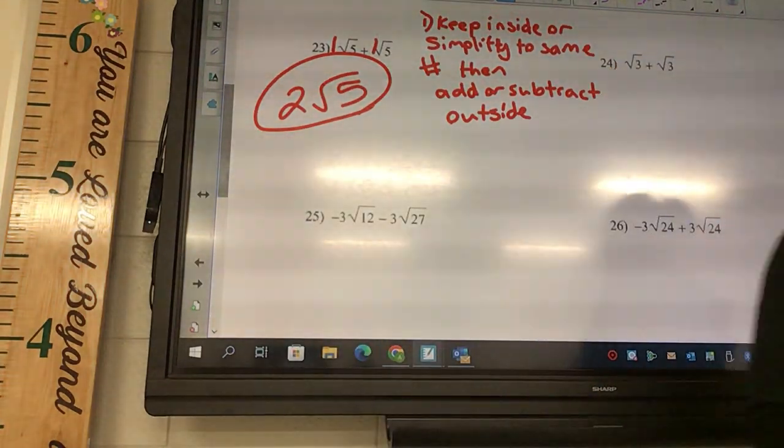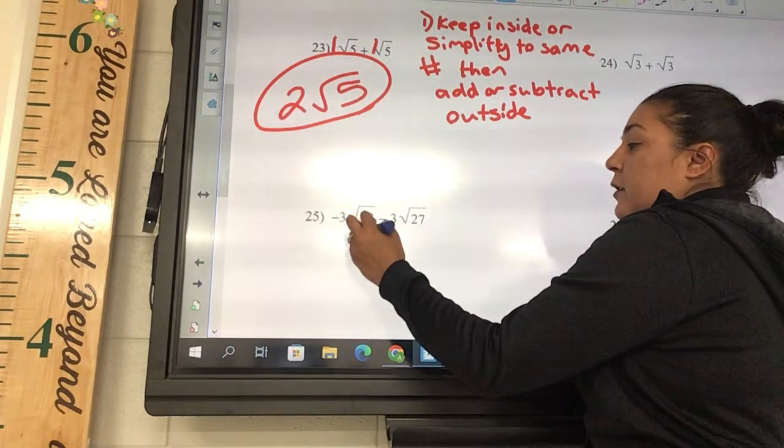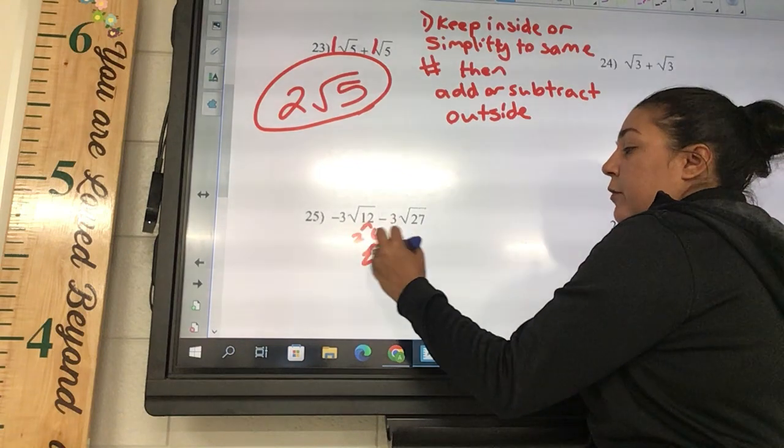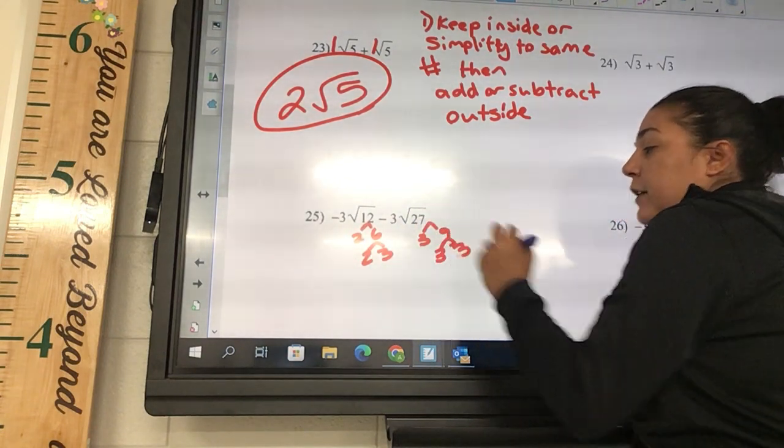Okay, 25. Are those ones the same on the inside? No, so we need to get them to be the same. So 12 is going to be 2, 6, 2, 3. 27 is going to be 3, 9, 3, 3.